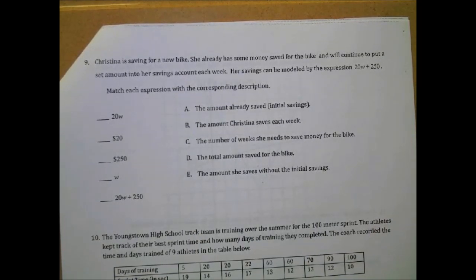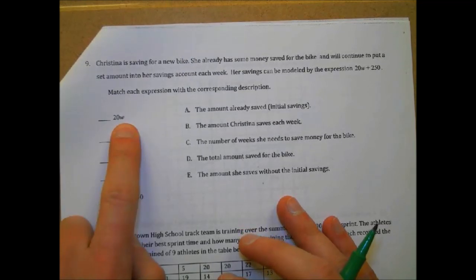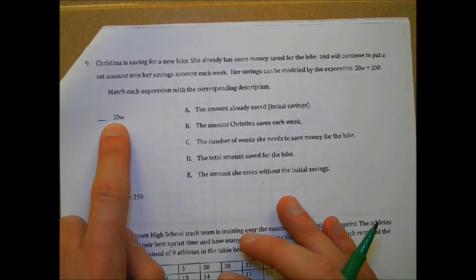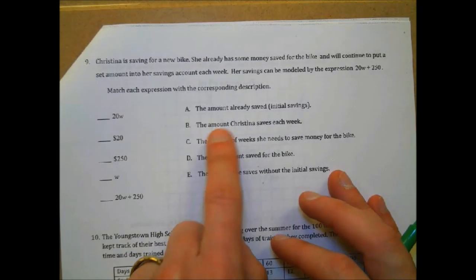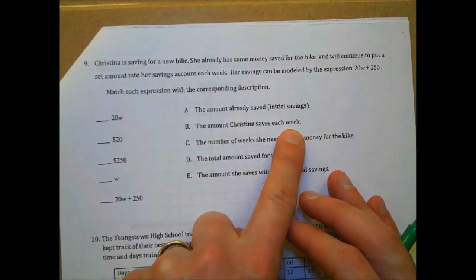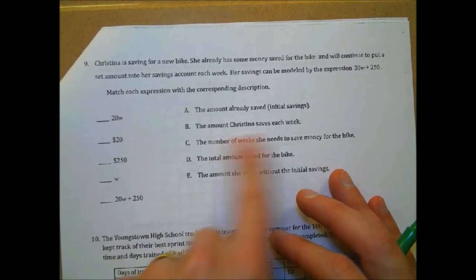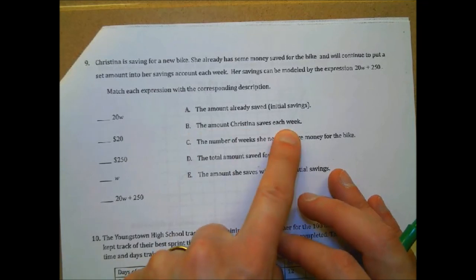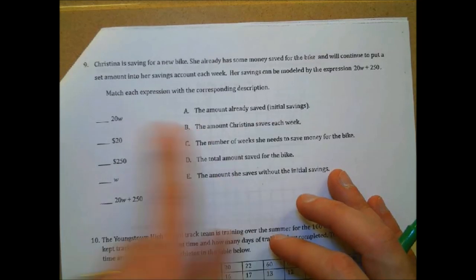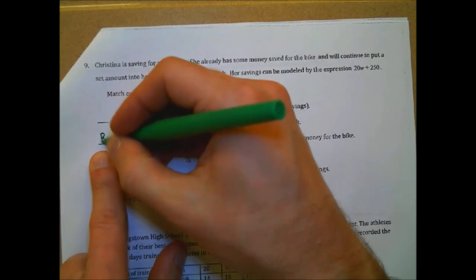20W equals how much money or the amount Christina saves. Okay, so 20 times W, that's taking 20 and multiplying it by the number of weeks. And you're saying that's the amount she earns each week? Or she saves each week? You see what I'm saying? So let's stick with that though. What is the amount she saves each week? $20. So the answer would be just the 20 by itself, because that's what she's saving per week.